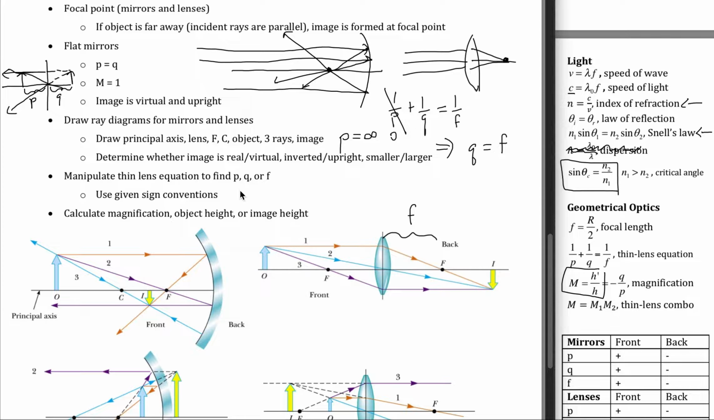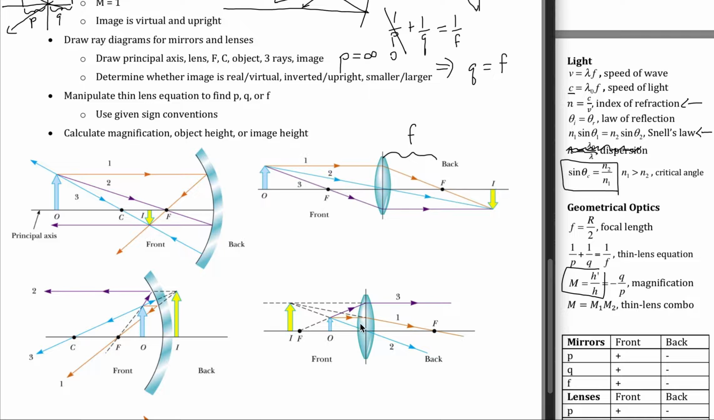So the first thing that is the same for all of these diagrams is that you have the optical axis drawn, that line going through the center. Then you have your object drawn as an arrow. And then you have your 3 special rays that are drawn.